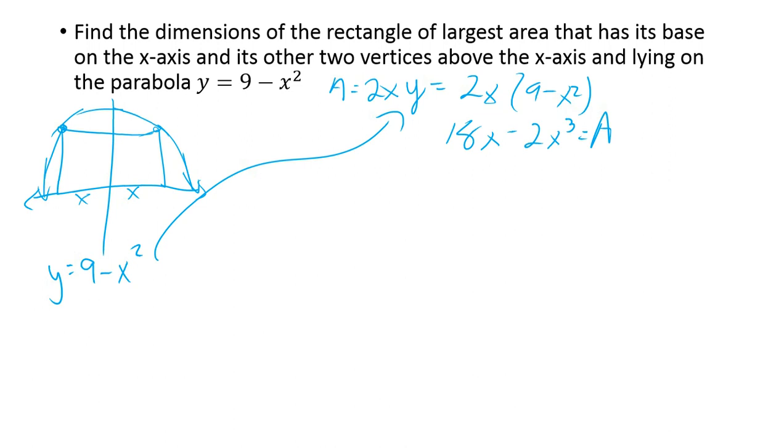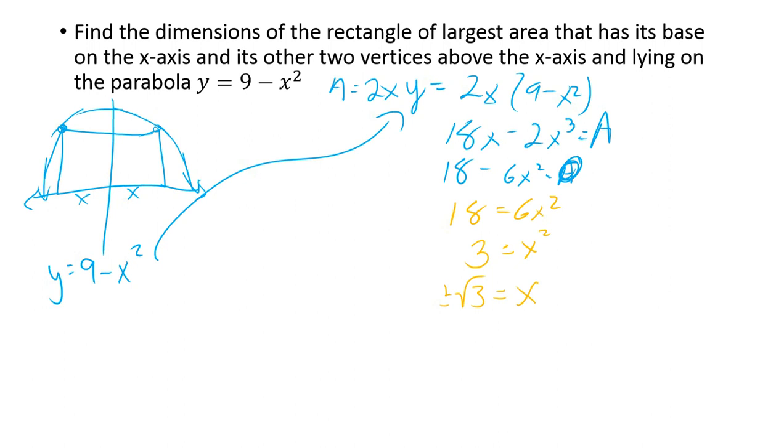Now we take the derivative of both sides, getting us 18 minus 6x squared equals A prime. Set that equal to 0, and we solve for x, which gets us x squared is equal to 3, so x is plus or minus the square root of 3. Since we're on both sides, we can just say x is the square root of 3.